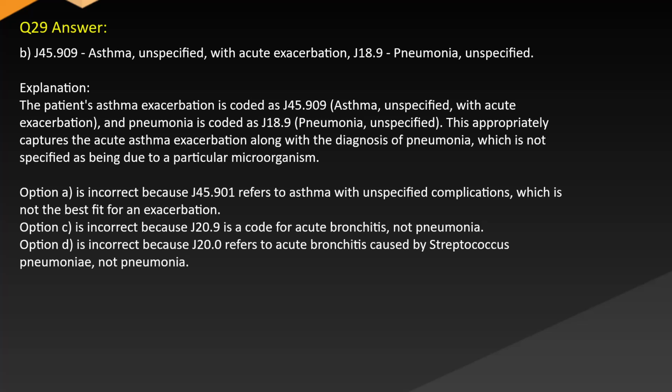Option A is incorrect because J45.901 refers to asthma with unspecified complications, which is not the best fit for an exacerbation. Option C is incorrect because J20.9 is a code for acute bronchitis, not pneumonia. Option D is incorrect because J20.2 refers to acute bronchitis caused by Streptococcus, not pneumonia.